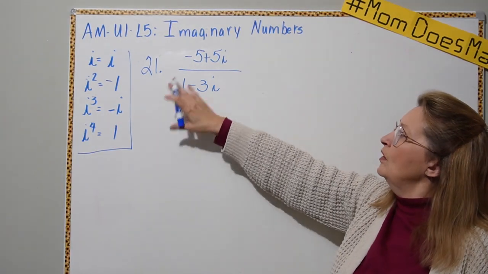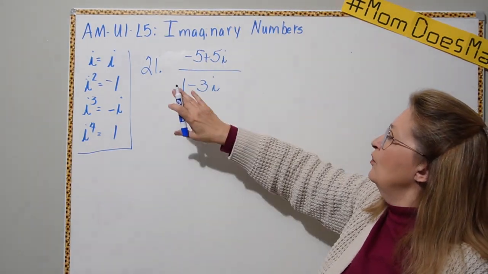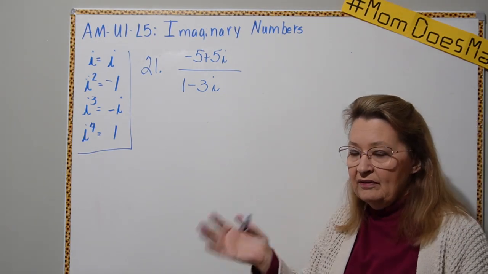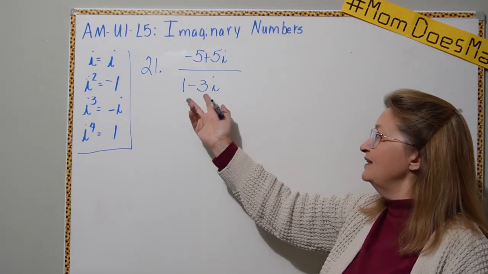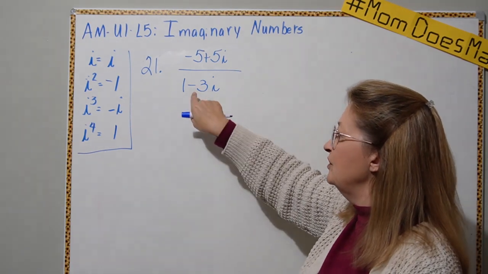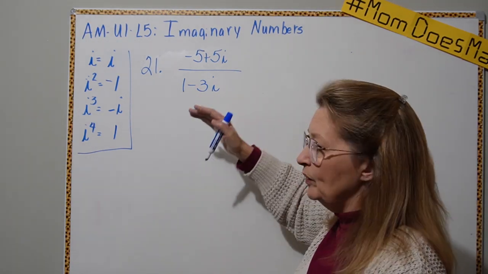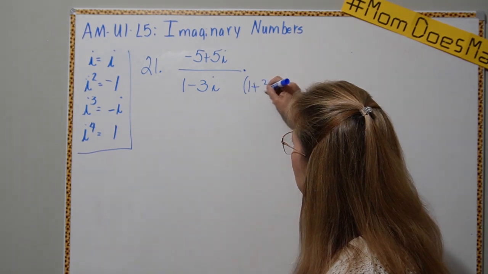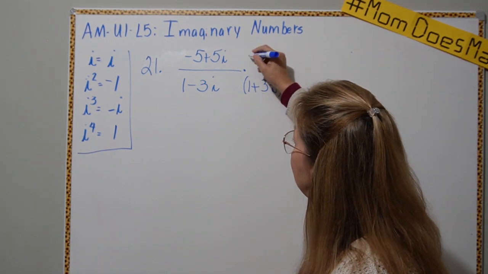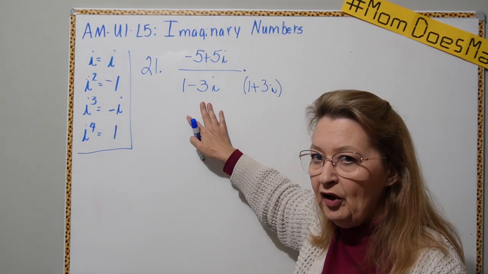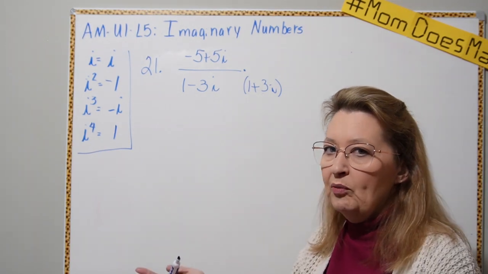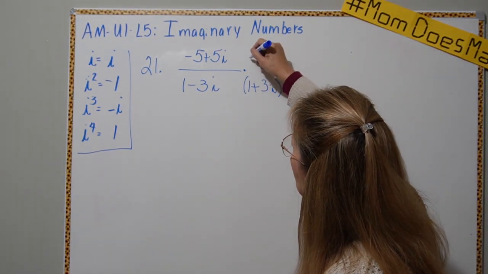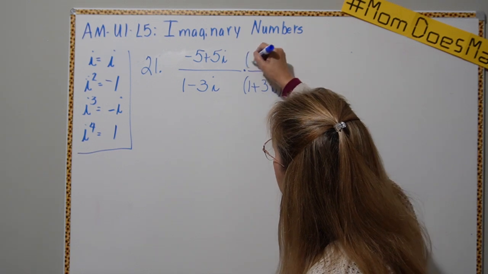Okay, number 21, we have negative 5 plus 5i over 1 minus 3i. We see the i in the denominator. That's the difficulty. So since it is a binomial with an imaginary number, the way we're going to fix that is to multiply by the conjugate. Now if it's just a single monomial term with an i, you can just multiply by i. But if it's a binomial or more, you're going to have to multiply by the conjugate.